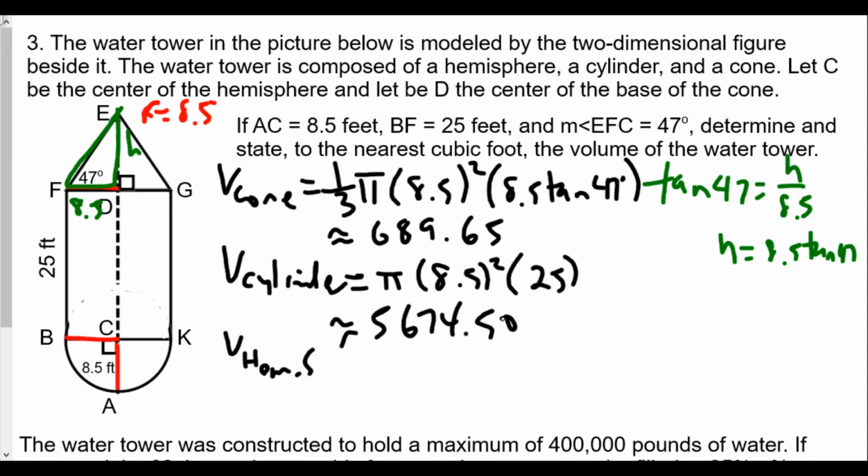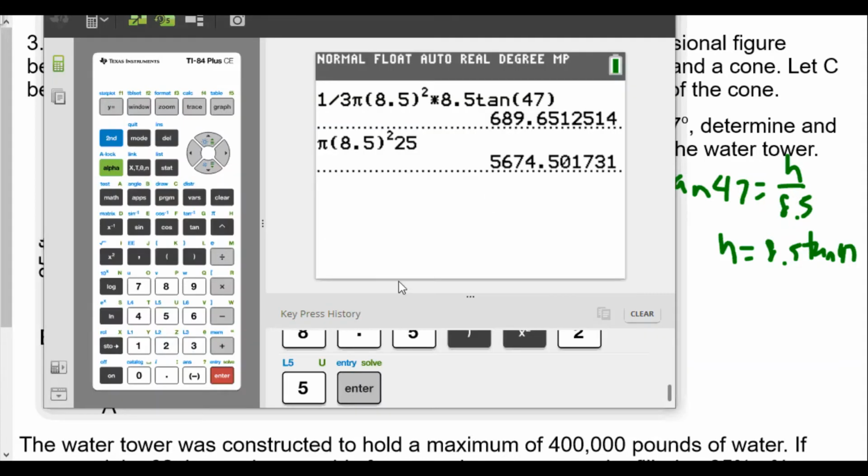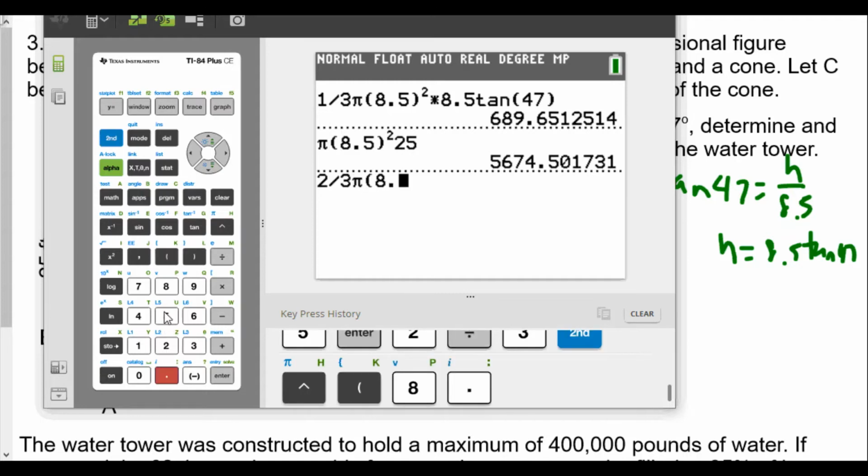And our hemisphere is going to be 2/3 times pi times the radius to the third power. So 2/3 times pi times 8.5 to the third power. All right, so here we go. We do 2 divided by 3, then we have pi, parenthesis 8.5 to the third power.